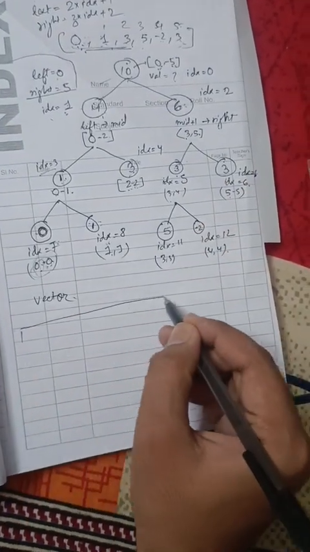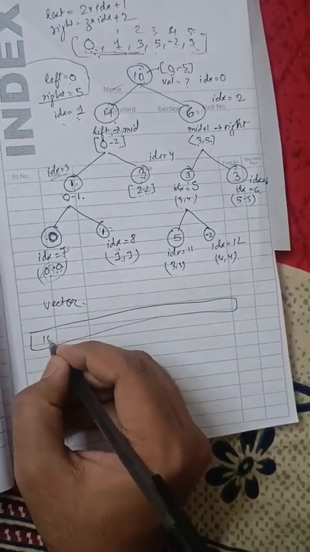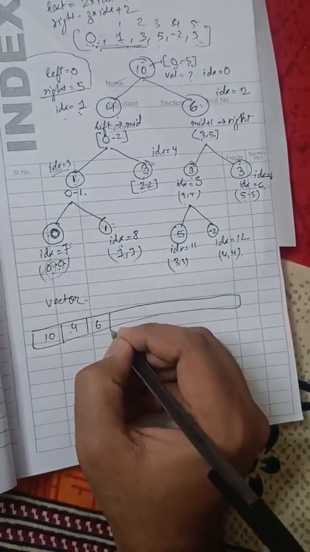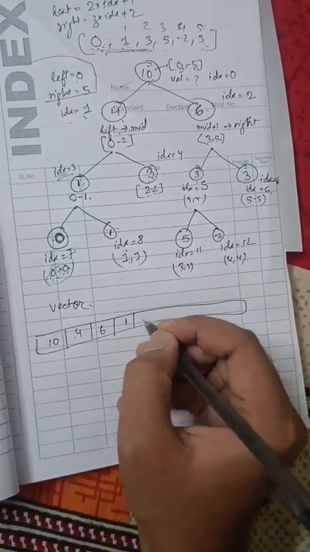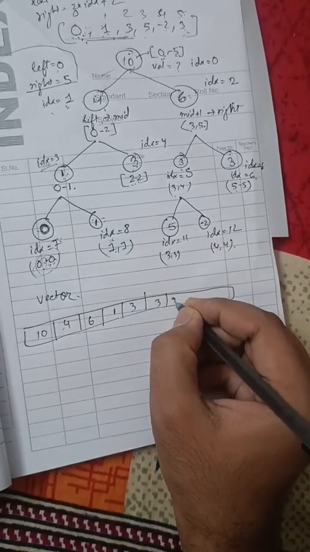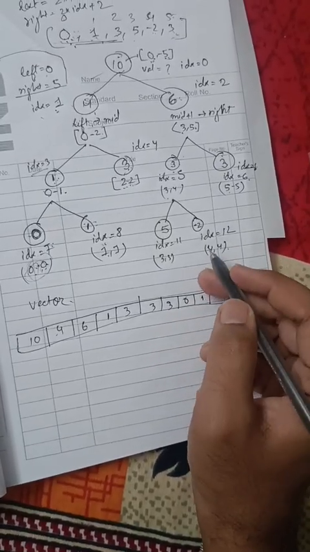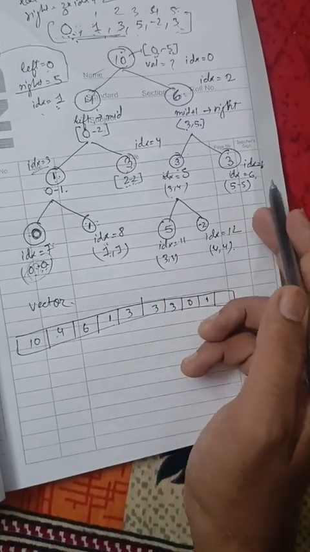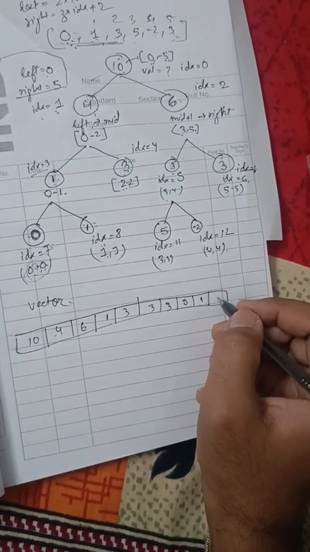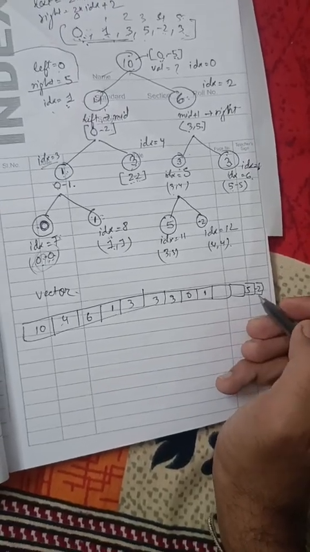So if I make it, okay, at index 0 its value is 10, at index 1 its value is 4, at index 2 its value is 6, at index 3 its value is 1, at index 4 its value is 3, at index 5 its value is 3 again, at index 6 its value is 3, 7 is 0, 8 is 1, and then 9, 10, 11 and 12. At index 11 it is 5 and -2, okay.